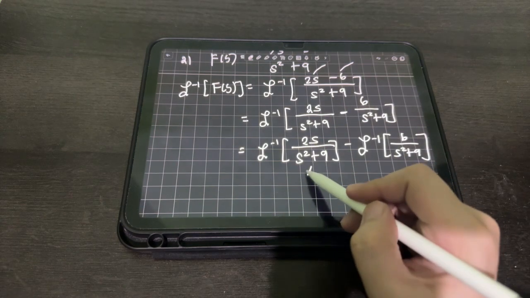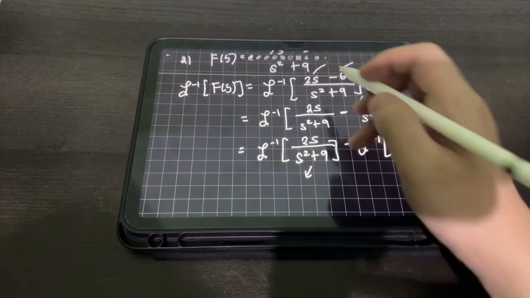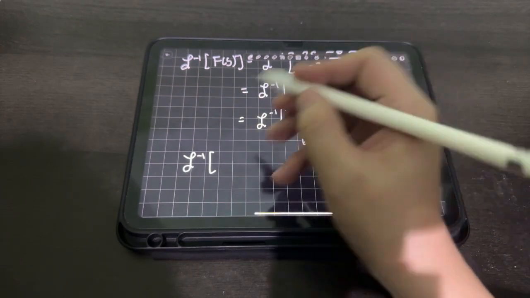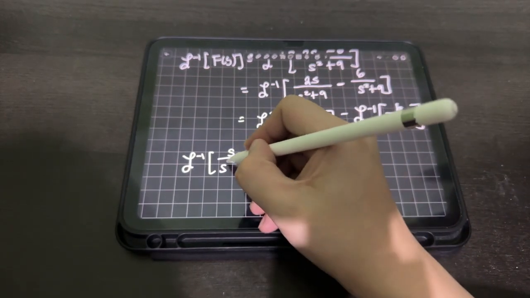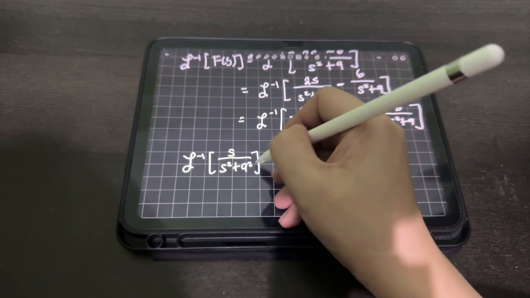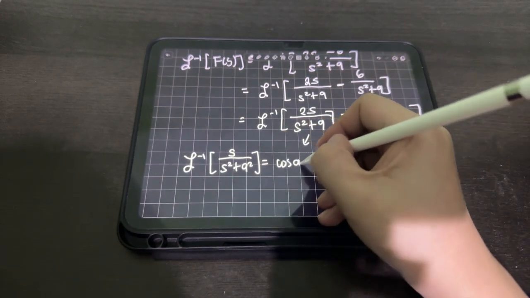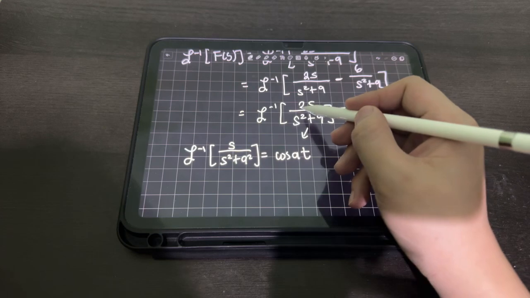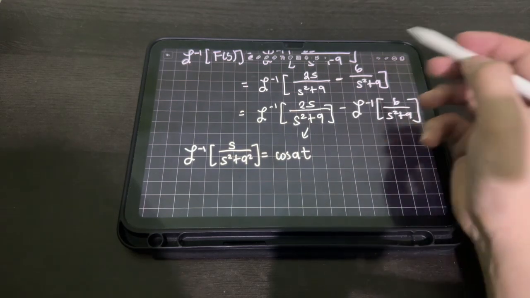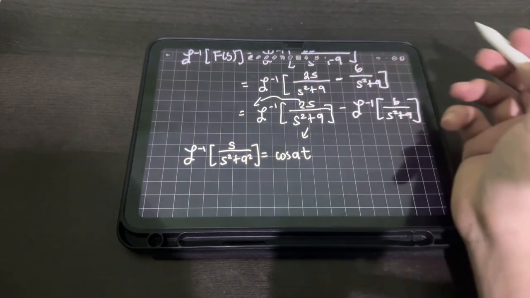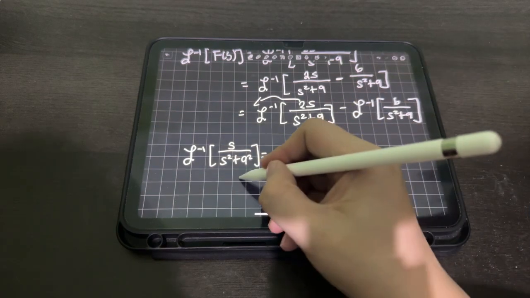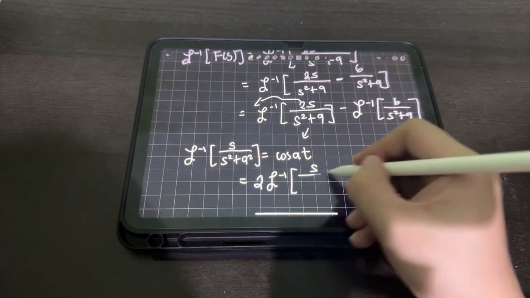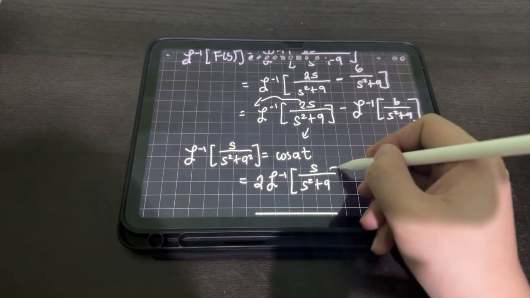On the first inverse Laplace transform, we can apply the formula for s over s squared plus a squared, which is equal to cosine at. We don't need this 2 here because it's just a constant. You can just put it in front of the inverse Laplace operator. So we have 2 times the inverse Laplace of s over s squared plus 9.